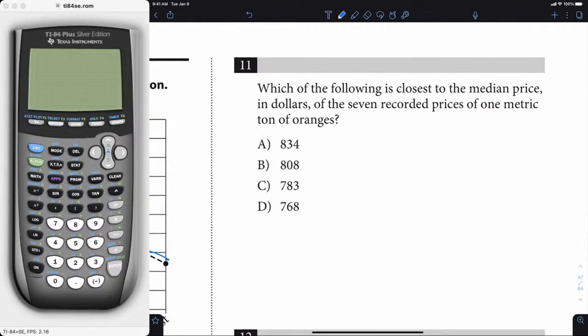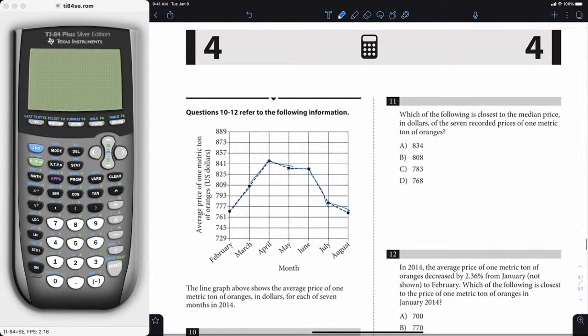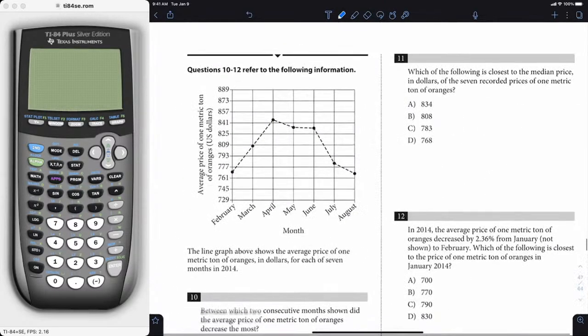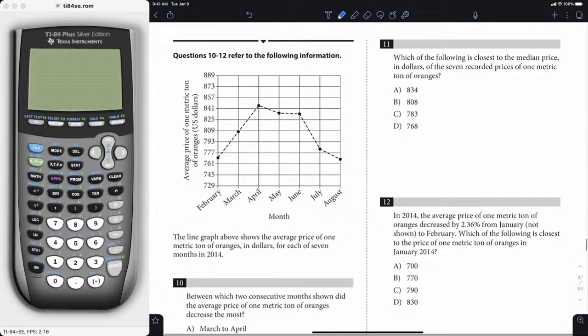Which of the following is closest to the median price in dollars of the 7 recorded prices of 1 metric ton of oranges? Be careful here. A lot of my students went ahead and said, oh, it's May off the bat just because May's in the middle. But that doesn't necessarily mean it's the median. Remember what the definition of the median is. It's the middle value when the data values are organized from least to greatest.